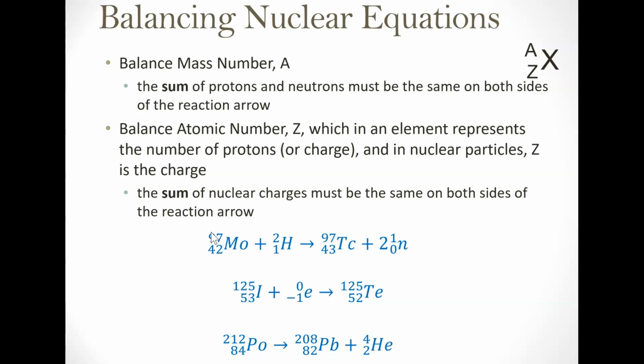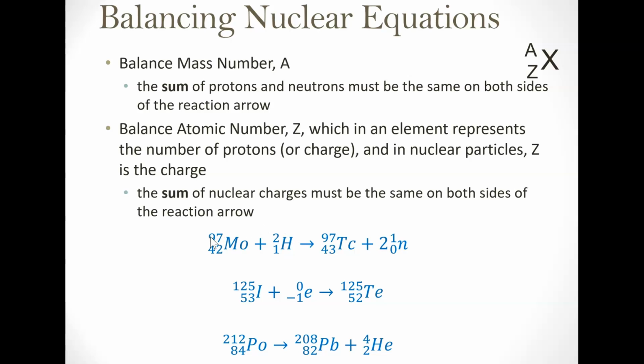Remember that the mass number represents the neutrons and protons. The atomic number is just the number of protons. So different isotopes have different numbers of neutrons, but they all have the same number of protons. So a different isotope of molybdenum still has an atomic number of 42. Here we are bombarding molybdenum with deuterium to make technetium 97 and 2 neutrons.